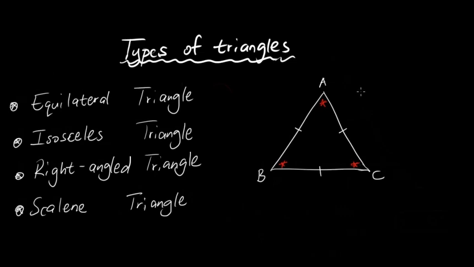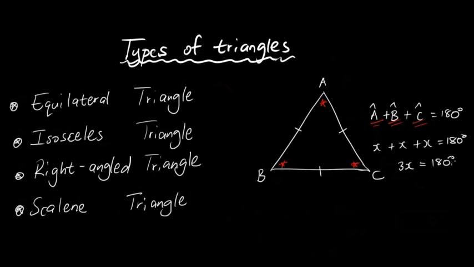I'm sure you still remember that angle A plus angle B plus angle C equals 180. So if angle A equals angle B equals angle C, then I can let angle A equal X. So if angle A equals X, then angle B is X and angle C is X as well, and the sum equals 180. X plus X plus X is 3X. So 3X equals 180, and then divide by 3 on both sides. I'm going to get X equals 60 degrees. This is true for any equilateral triangle. So with the equilateral triangle, all angles are equal and all angles are 60 degrees.